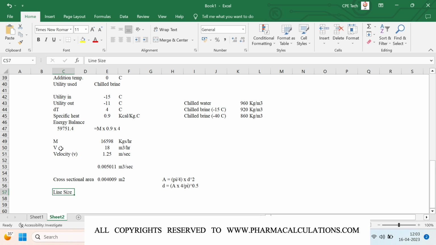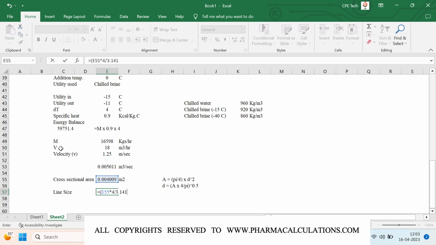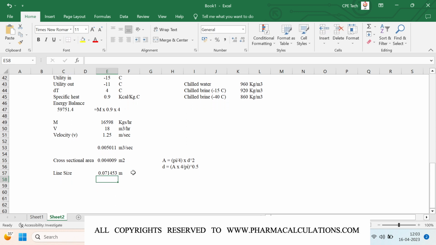So the line size is equals to the cross section area multiplied with 4 divided by 3.141 to the power 0.5. So this is in meters, and let's convert this into inches. First of all you need to convert this into centimeters, that is into 100, divided by 2.54. So this is in inches.